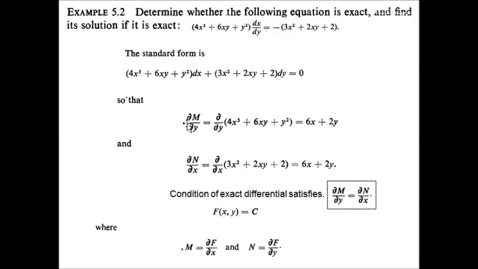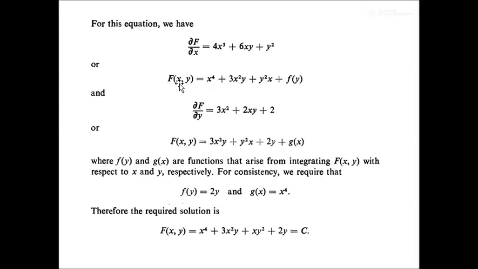So del f by del x equal to M. So I can put this equation as 4x cube plus 6xy plus y square from this part. So M equal to del f by del x. Now f is the integration of this. So this will be x to the power 4 plus 3x square y plus y square x. And obviously there must be some constant, but that constant may be a function of y, because this is a partial derivative.